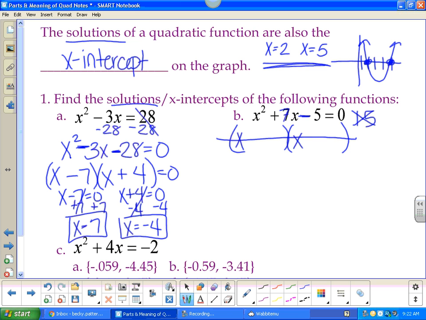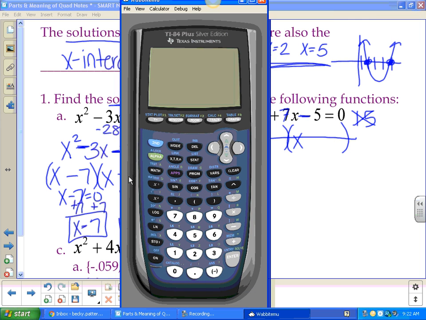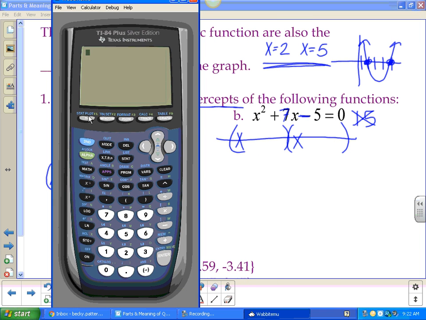Well, because my solutions are also my x-intercepts, what I can do is take my calculator, go to y equals, and graph this. So x squared plus 7x minus 5. And then just go graph. And I can see what the x-intercepts are. To find them exactly, I go second calc, and I go to zeros.